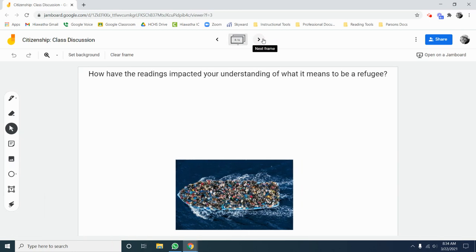The first slide says, how have the readings impacted your understanding of what it means to be a refugee? This is a fairly open-ended question. As you see on the slide, there is an image of an overcrowded boat, much like the one that Kwame and Ibo made their dangerous trip on. How have these readings impacted your understanding of what it means to be a refugee and why people might make that decision for themselves or their family members?